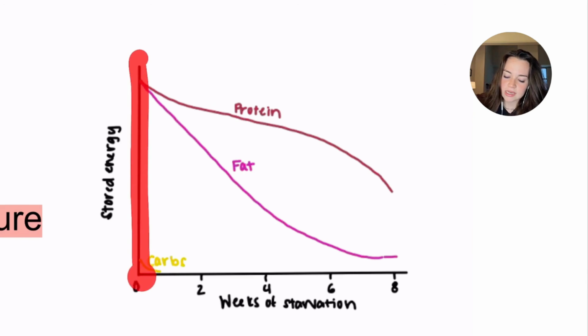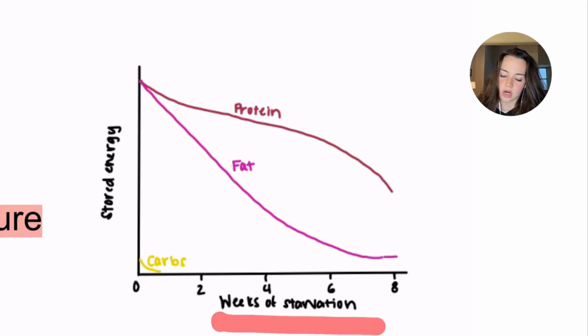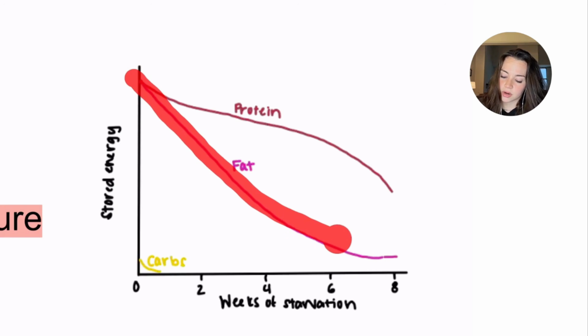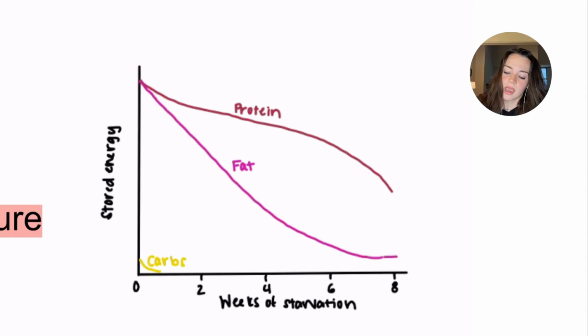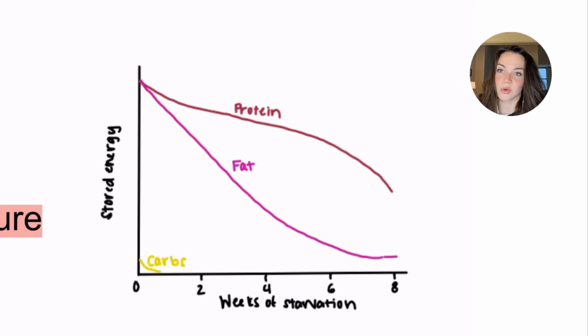So you can see here our diagram of stored energy on the y-axis versus the weeks of starvation. You can see almost immediately you run out of carbohydrate storage. Fat stores will carry you along much further until eventually they die out. And once those start to drop dangerously low, it is only then that protein catabolism kicks in as a last resort. So let's wrap this up.